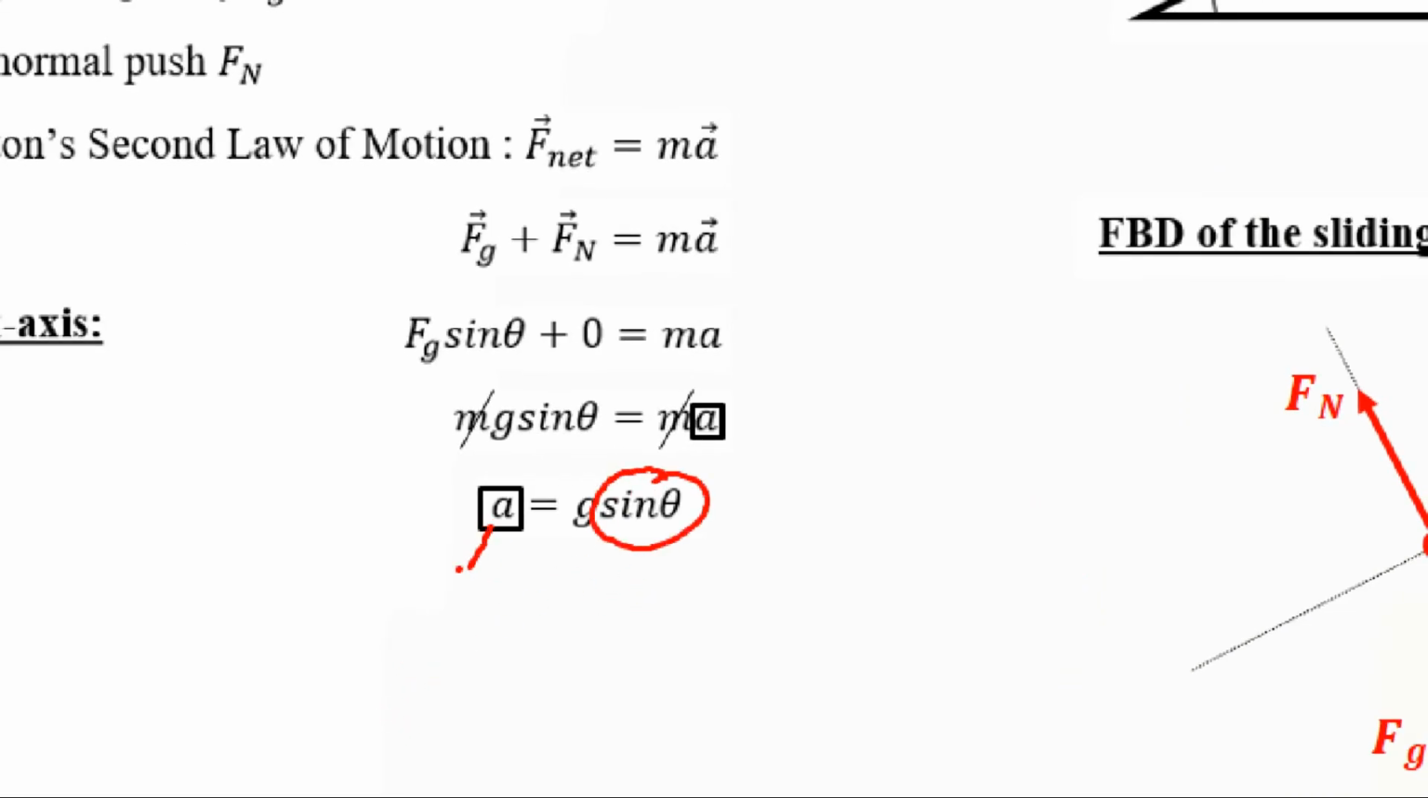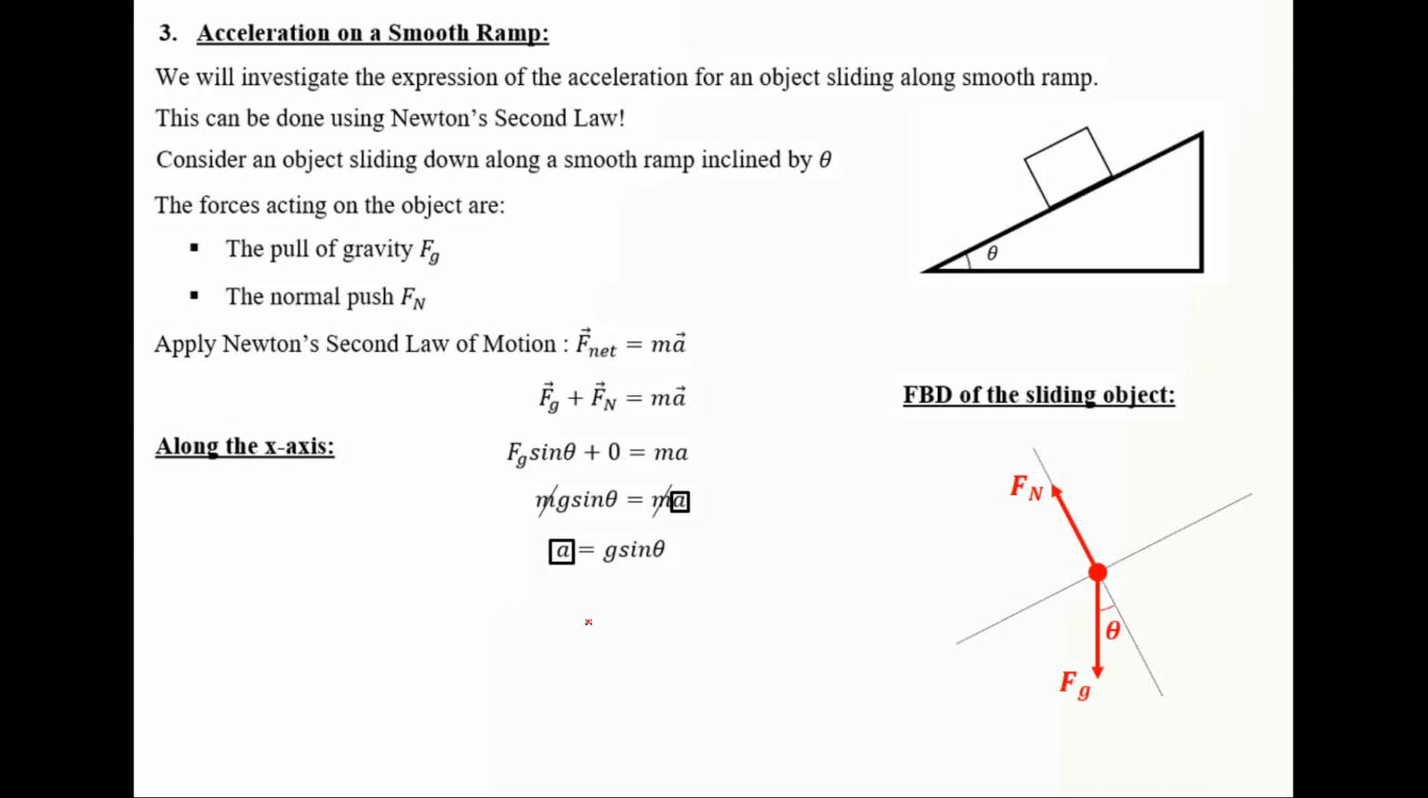So if this is meter per second square and this has no unit, then the unit of g is also given by meter per second square. So remember that in equations in physics, left members and right members should agree in terms of unit. Then the acceleration of a body sliding on a frictionless ramp is given by a, which is g sine theta.